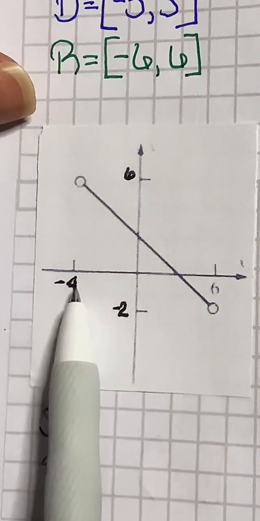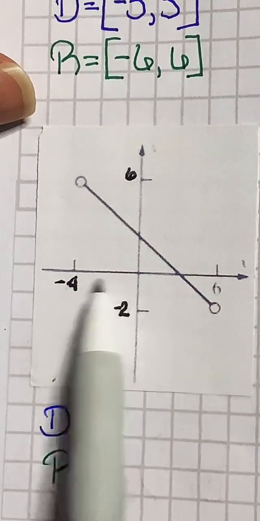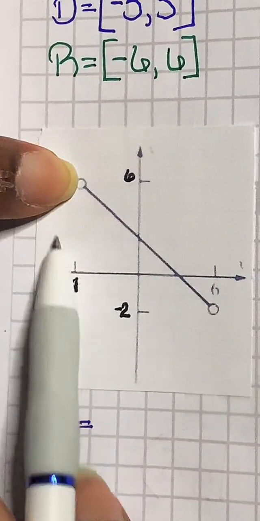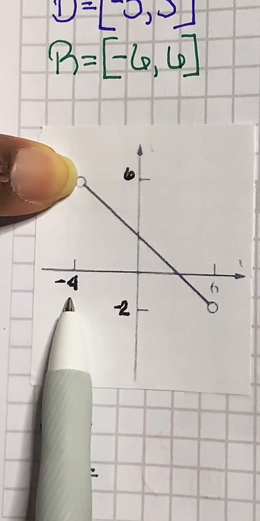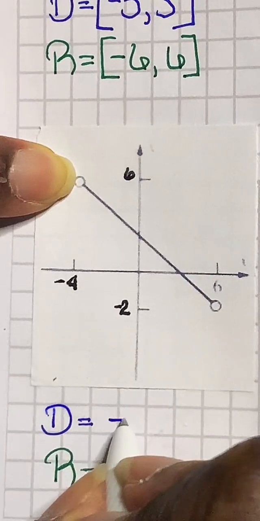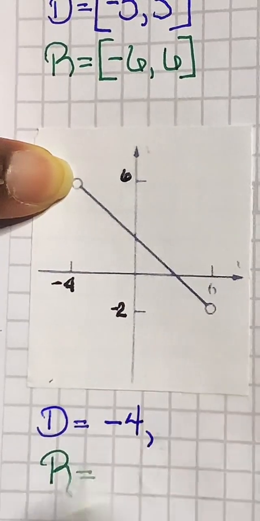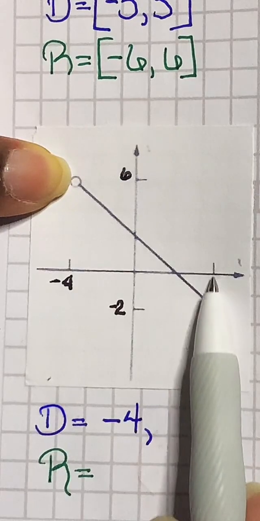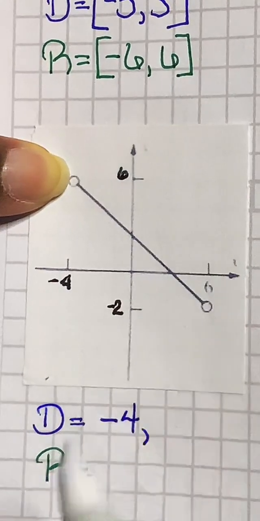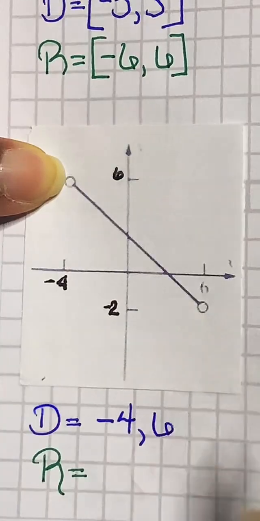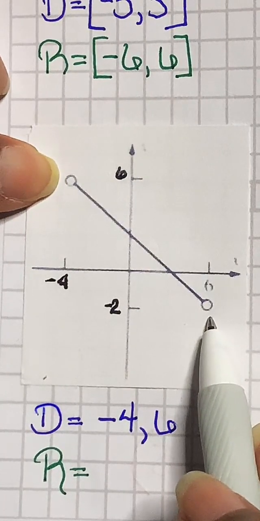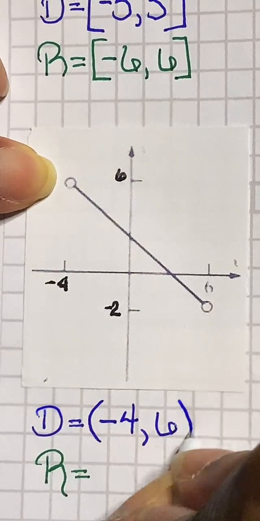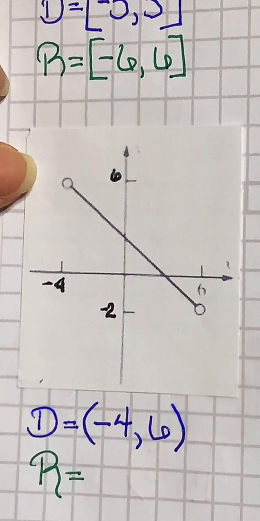Okay. So for our domain, that's left to right. We're starting here at this first point. My x value here is at negative 4. So that's my lowest number. And then it goes down. Here's my highest x value, which is at 6. And since both of them are open circles, they're not including those points. So they're both going to be parentheses.